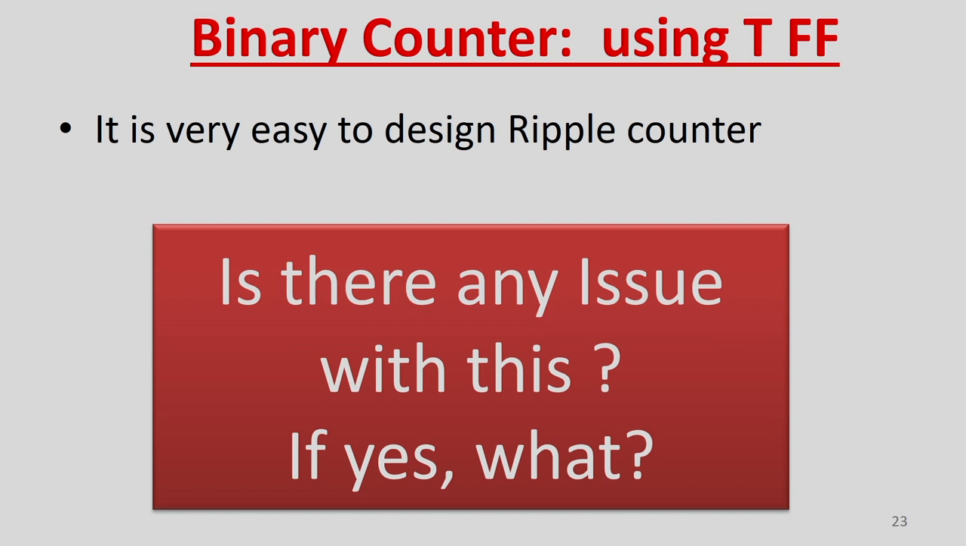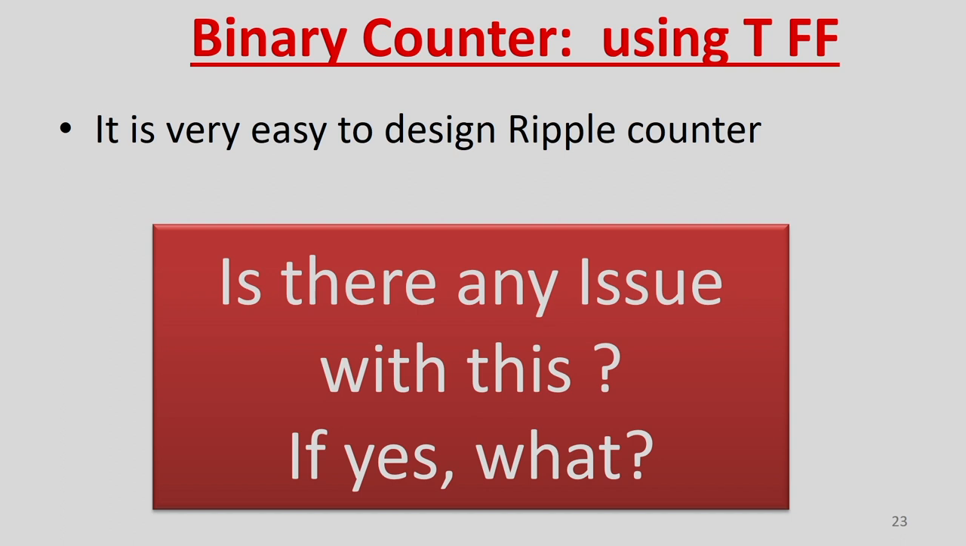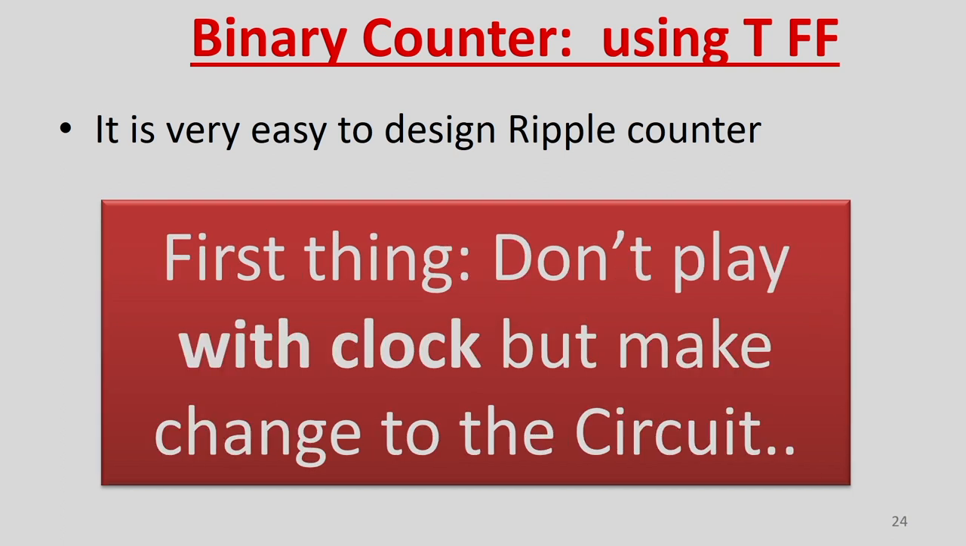Ripple means flowing from the leftmost bit to the rightmost bit, from one flip flop to another. The clock value flows from one flip flop to another, and similarly the value also flows. That is why it is called an asynchronous ripple counter. The demerit is that the clock is not a proper clock, it is getting cascaded. We do not play with the clock; we make changes to the circuit, but not to the clock. This is the most important demerit of the design.